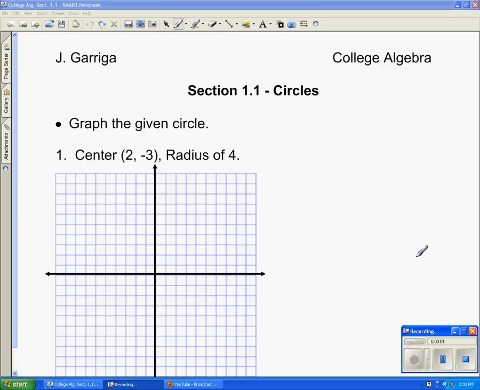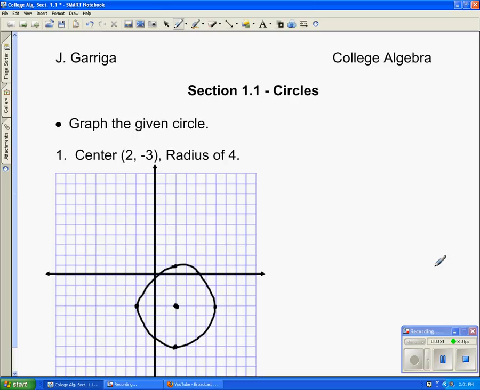Okay, we're going to be talking about section 1.1, which is circles. We start at center (2, -3), which is here, and we're going to go radius of 4, so that means go 4 units in each direction: 1, 2, 3, 4 up, and 1, 2, 3, 4 to the left, and then do the best you can to sketch a circle through those points. Pretty basic.